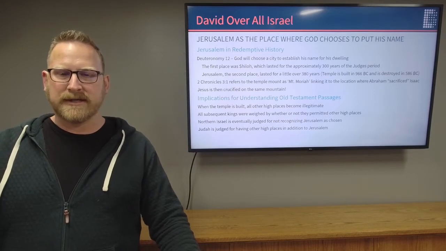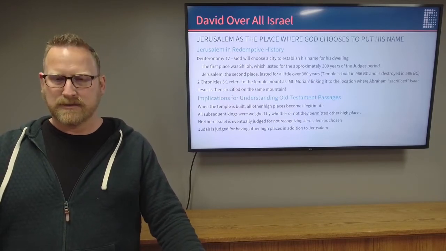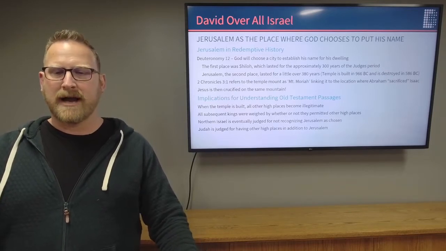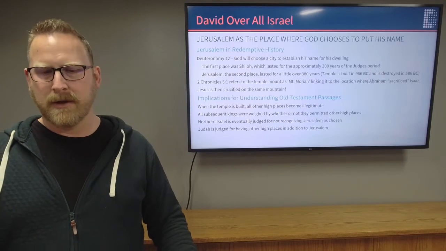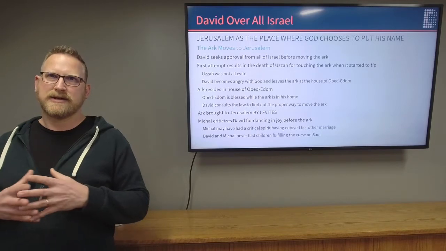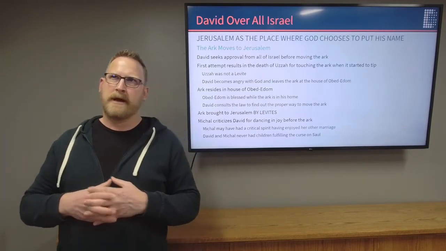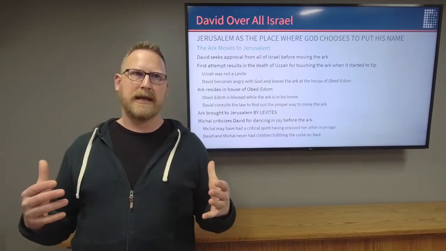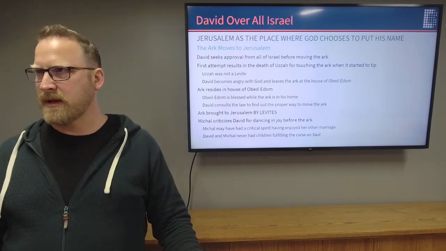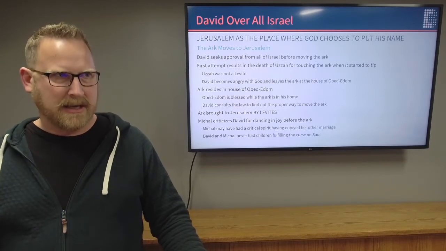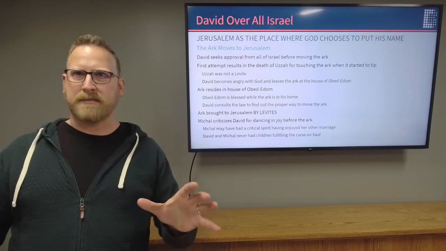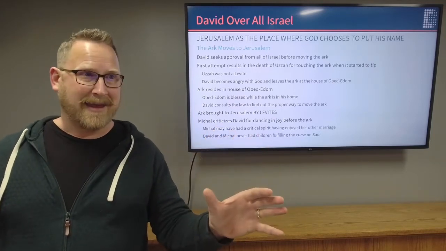The other thing: northern Israel is eventually judged for not recognizing Jerusalem as the chosen place. And Judah is judged for having other high places in addition to Jerusalem. Part of the reason I want to emphasize this to you is when it comes to reading the Old Testament and putting it into ways that match our life, like if you're trying to teach this to somebody or even read it for yourself, so how does this apply to me? It helps when we can understand how these high places correspond with things in our lives today.